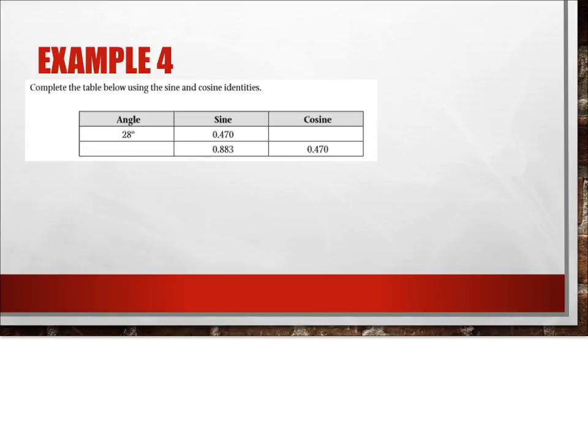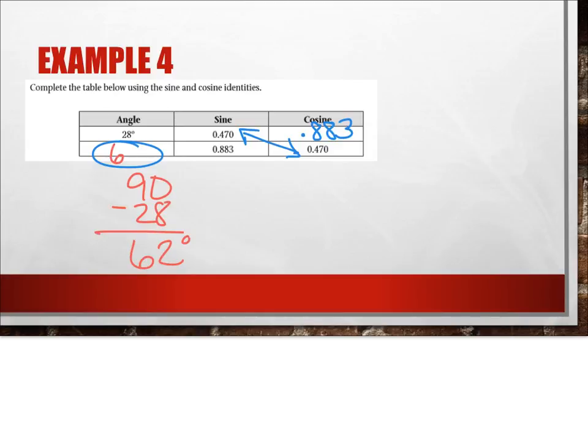Example 4, same concept, but we need to have several more missing blanks now. As you can tell, sine and cosine of those two angles have already been flip-flopped, so that means the 0.883 does the exact same thing. And we just need to fill in one more missing angle. How would we do that? Same way we've been talking about the entire time, complementary angles. So if you can take 90 degrees and subtract 28, you'll know what that other angle is. It should be 62 degrees.